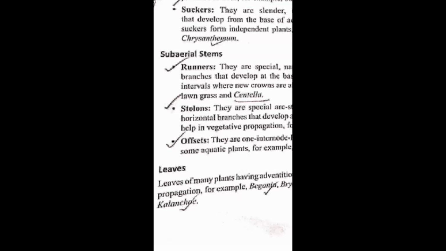It is mostly present in aquatic plants. For example, one of the main examples is Eichhornia and Pistia. Pistia is an example of offset. They mostly ask this question in NEET. Okay, these are all underground stem modifications.